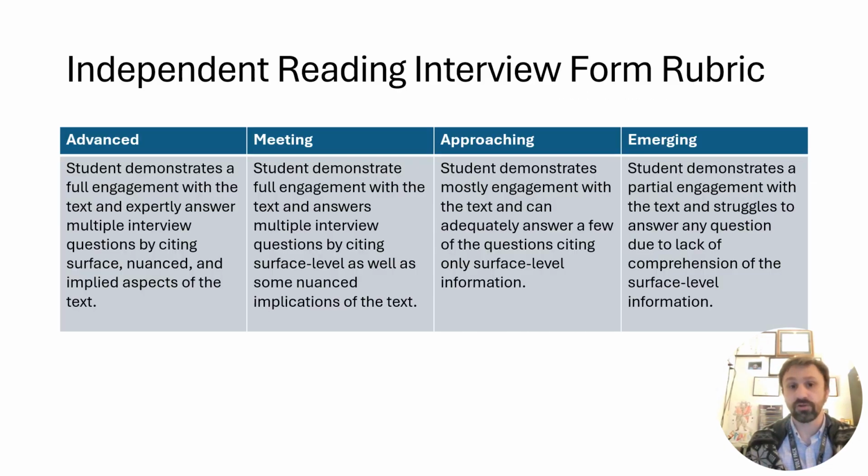Using a simple rubric during these interviews, I would assign students a level of competency that reflects their engagement with the text and their abilities to answer a range of questions from the interview form. 4 represents full engagement beyond the expectations of the grade level. 3 represents full engagement with the text with thoughts and ideas conducive to the grade level. 2 represents an approaching understanding of the text where the student may struggle to express some of the more nuanced and even obvious ideas of the text. And 1 represents an emerging understanding of the text where most of the text's nuanced and surface level concepts are not properly conveyed by the student.